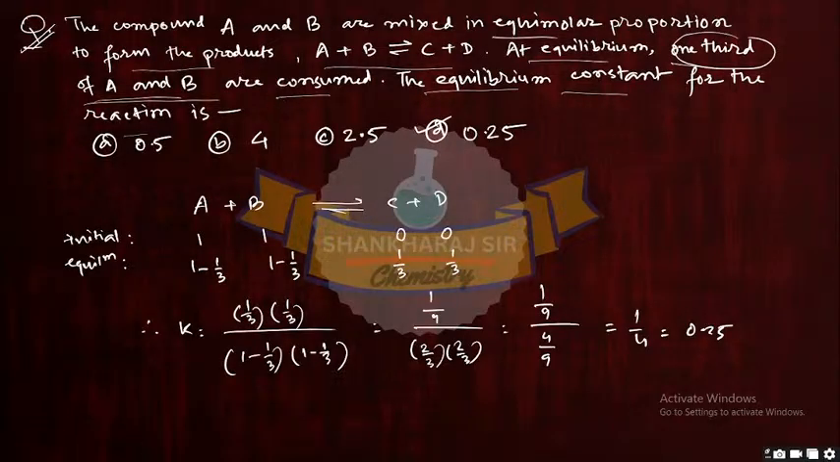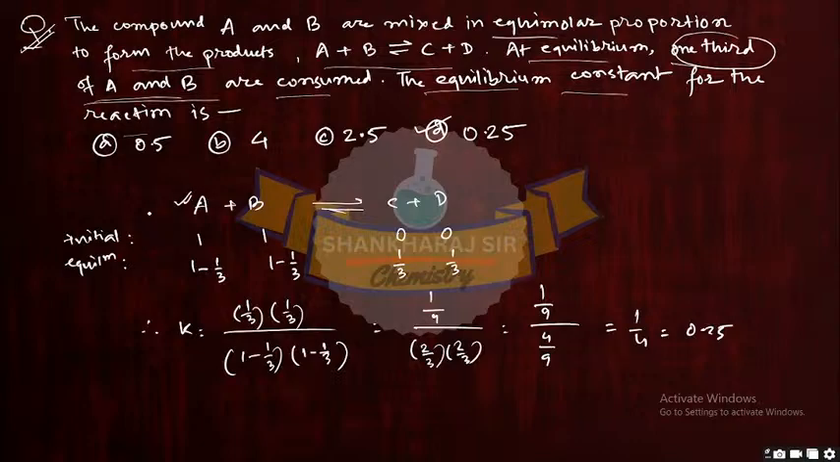In the next question, the compounds A and B are mixed in equimolar proportion to form the product. At equilibrium, 1/3 of A and B are consumed. The equilibrium constant for the reaction is, so A, B, C, D are the 4 options. Now how to find it? For that you have to write the reaction.